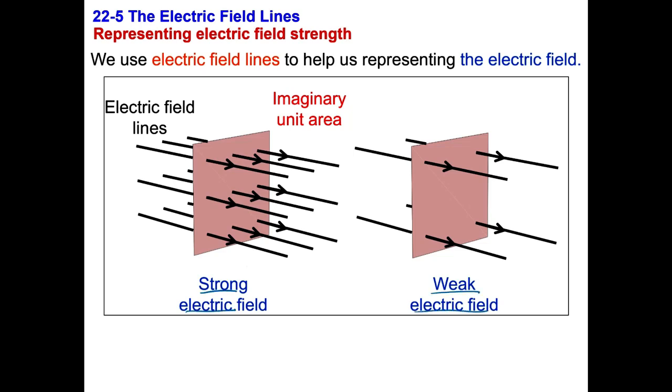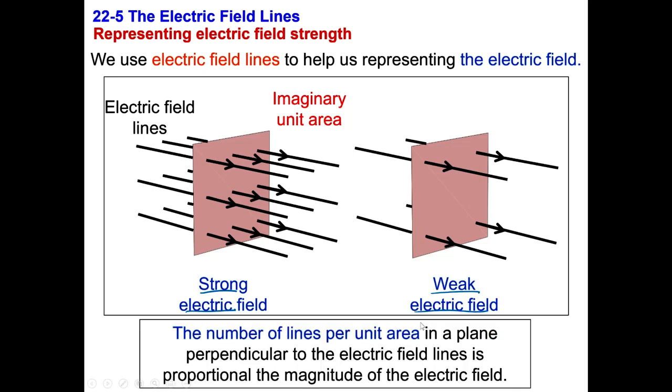So not only can we indicate the direction of the electric field using the drawing of the electric field lines, we can also indicate the intensity of the electric field. The number of lines per unit area in a plane perpendicular to the electric field lines is proportional to the magnitude of the electric field. Meaning the number of lines per unit area is proportional to the intensity of the electric field. So this is what we are trying to indicate here.